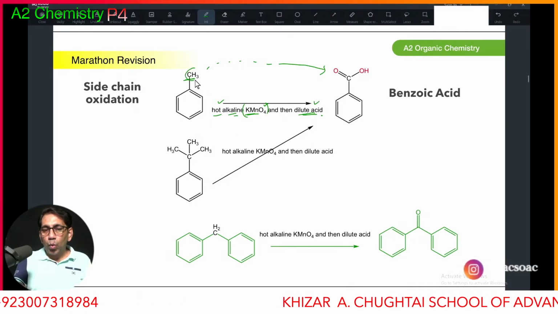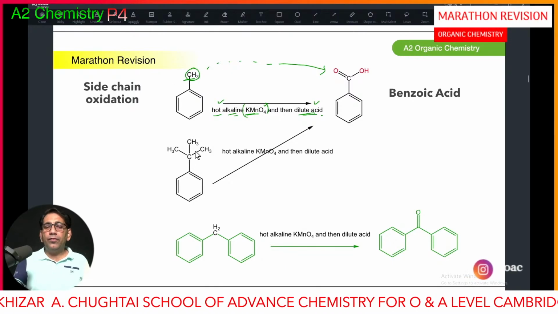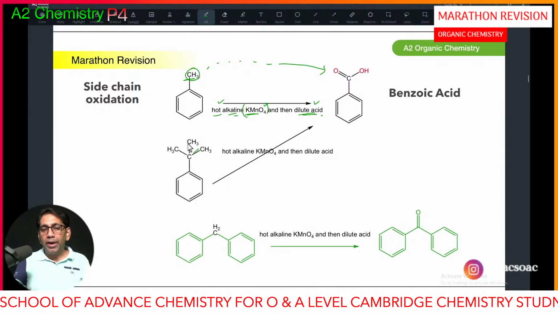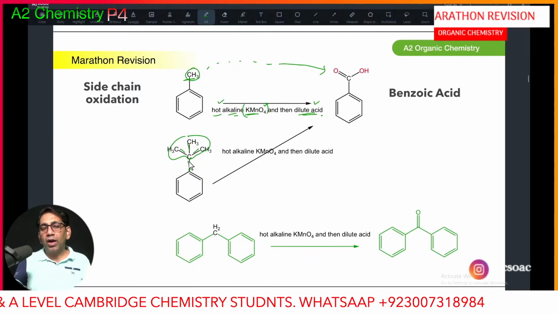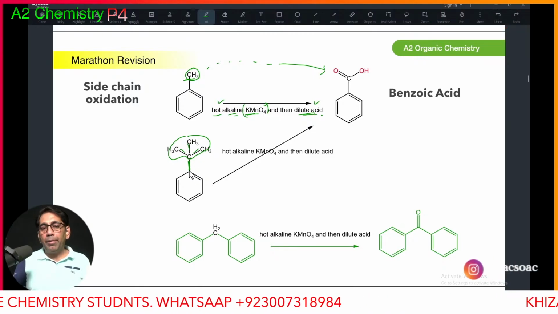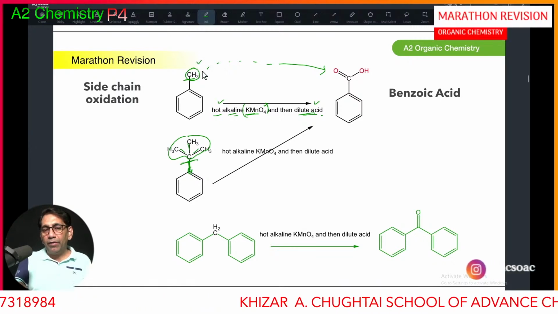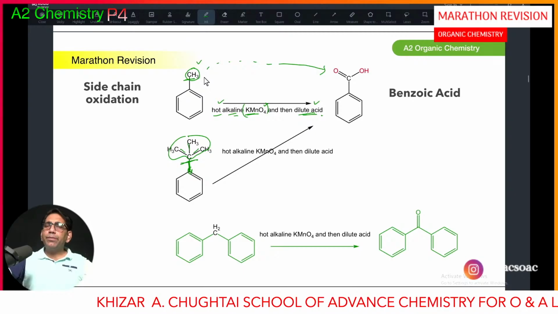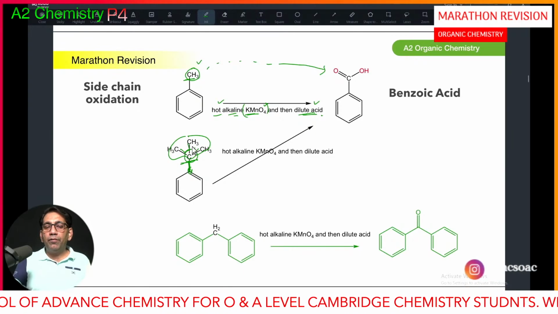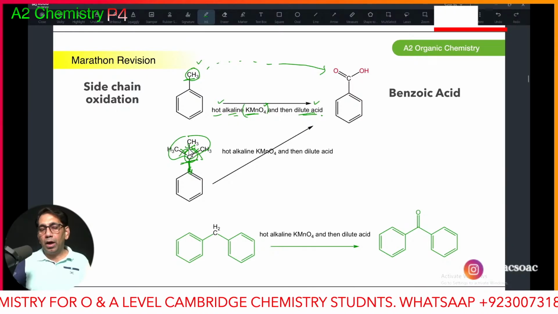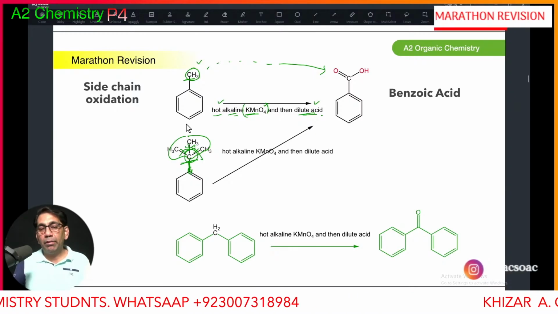So if there is one methyl group, only one carbon atom is present, or if more than one carbon atom is present on one corner of the benzene ring, either directly bonded to one carbon or bonded to more than one carbon. Simply speaking, one carbon will be left. All other bonds are broken, you can say. This is the simple theme or story that you will have to remember.